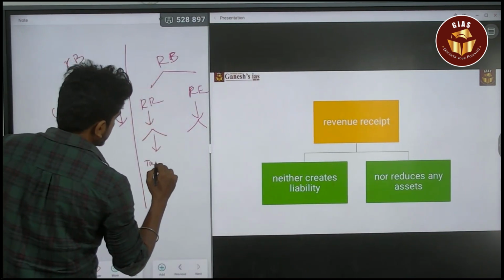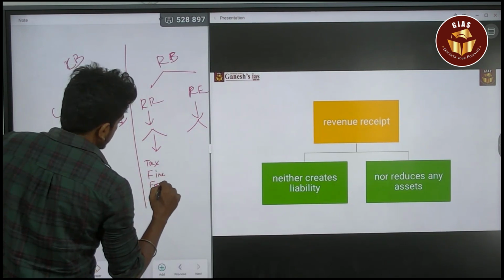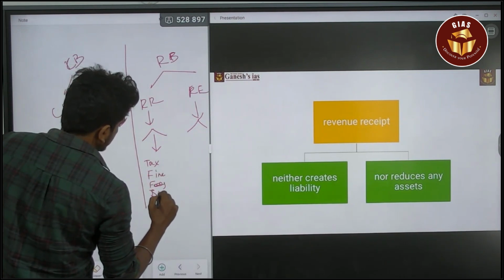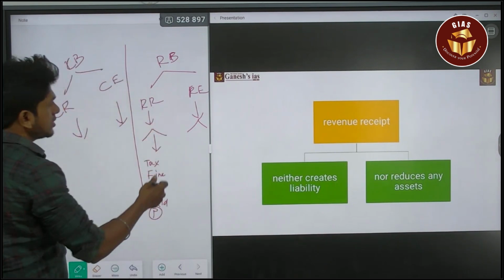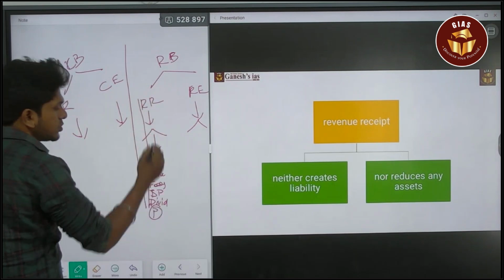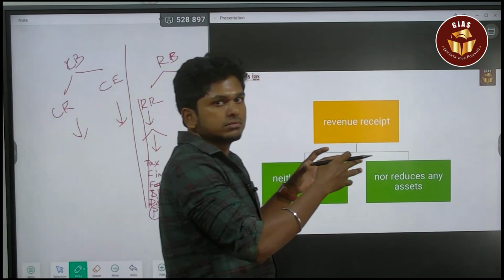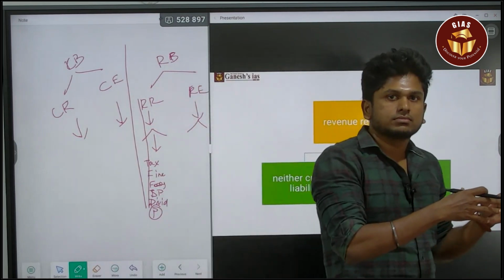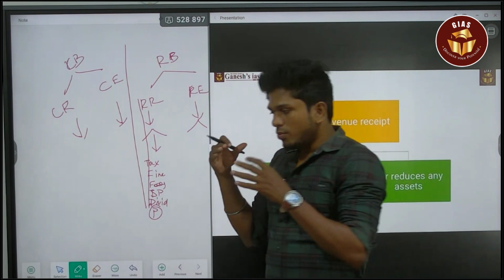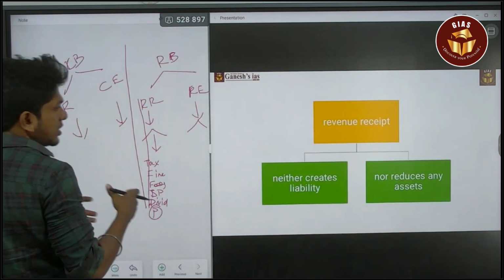For example, tax, fine, fees, stamp duty, dividend, profits. So these are the things that come under the revenue receipt. So these are the components of the revenue receipt, and the components that are connected to the revenue budget. So while addressing the first question, you are continuously addressing the second part of the question.